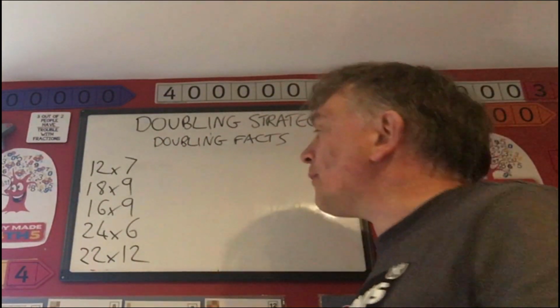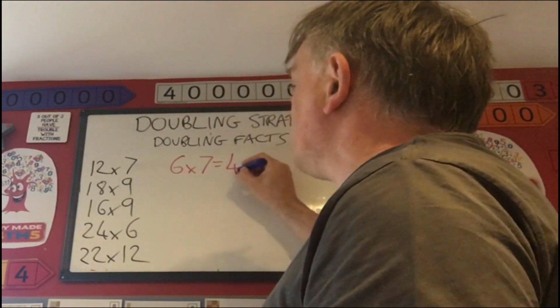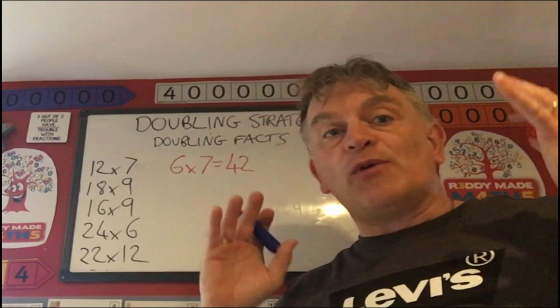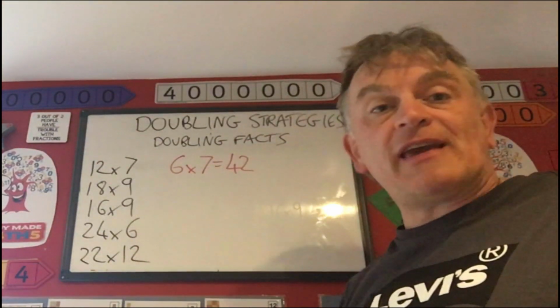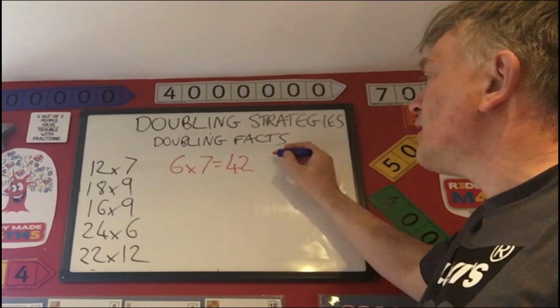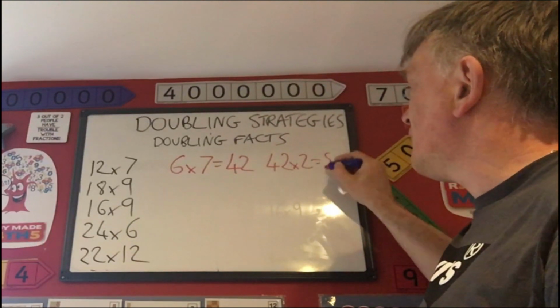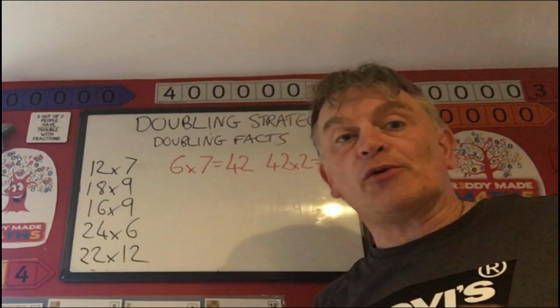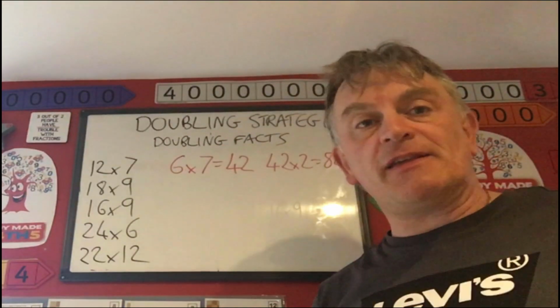What do we know? Well, what we definitely know is 6 multiplied by 7 equals 42. If we know that 6 times 7 is 42, as we've just proved, we can double that 6. That's going to give us 12 times 7. So if 6 times 7 is 42, 42 multiplied by 2 gives us a product of 84. So 12 times 7 must be 84.